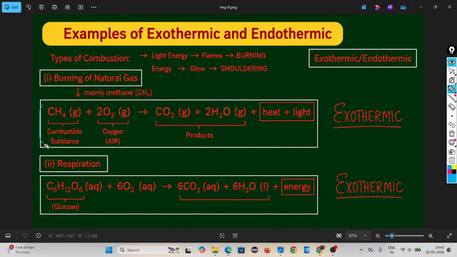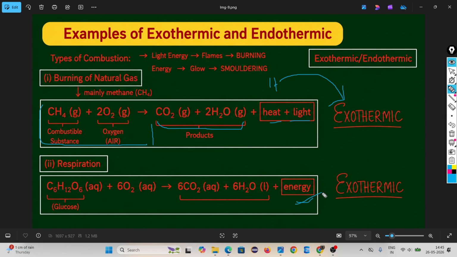Look, methane is a combustible substance. Combustible substance means it reacts with oxygen to form carbon dioxide, heat, and light. Methane reacts with oxygen to form the products, and heat and light are released to the environment. When heat is released to the environment, that is called exothermic. Here, respiration is also an example of exothermic.